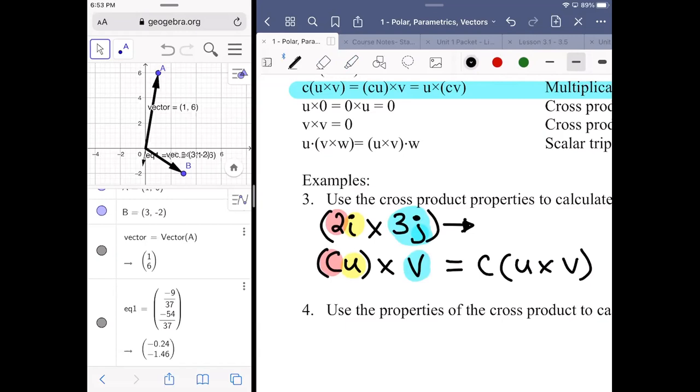Highlighters are great. It's almost impossible to screw it up now, because I'm going to replace each of the c's with a 2, any of the u's with an i, and the v with a 3j. So this is going to become 2i cross, I almost screwed it up, 3j. All right, so I'm going to use that highlighter.